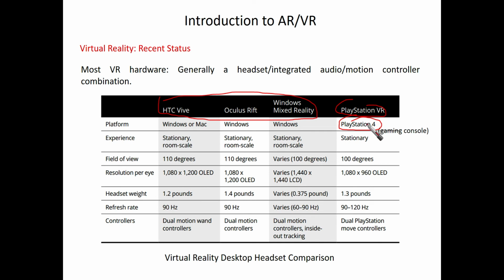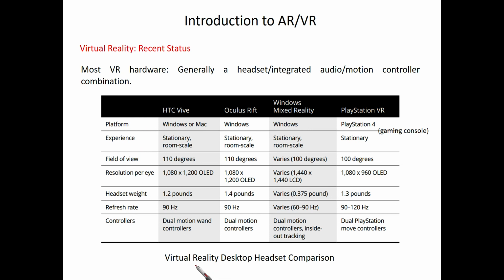So that means for that you don't need to install some software on your PC like Windows, but you need some sort of gaming console for that. And experiences may be different, and how much field you can cover, 110 degrees or maybe 100 degrees, and resolution per eye, what is the resolution, what is the headset weight, refresh rate, controllers. So the various kinds of these components are there. So these are some comparisons, some specs we can say.